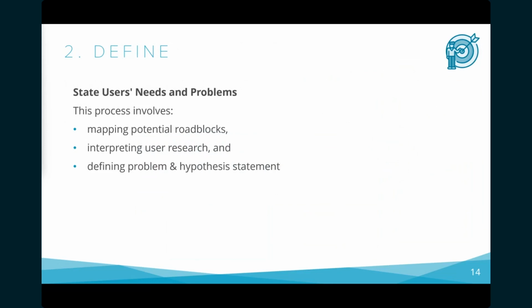Now that we have covered stage 1, empathy, the next stage in the UX design process is define, where we state users' needs and problems. This process involves mapping potential roadblocks, interpreting user research, and defining problem and hypothesis statements for ideation.